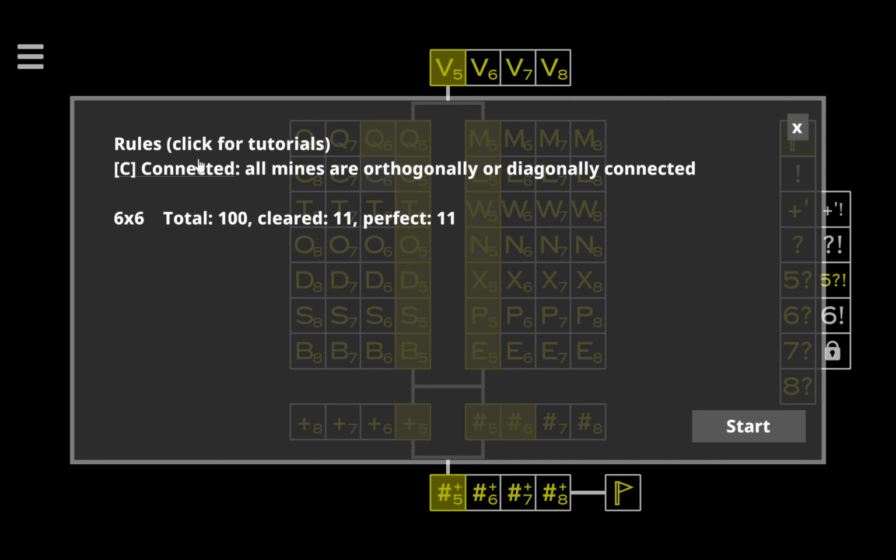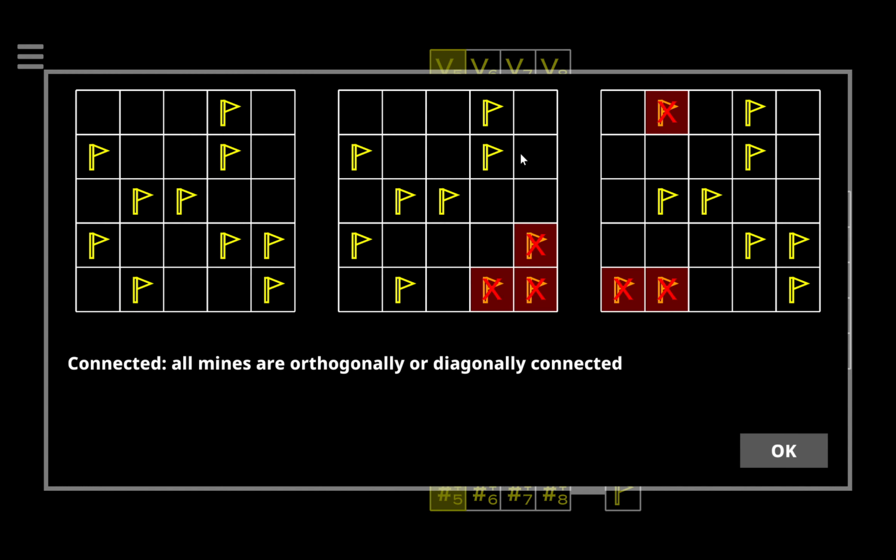Today we're going to be going over a new variant called connected, and we can just real quick see here that the rules for connected are that all mines must be orthogonally and diagonally connected, as the name suggests. And what this intuitively means is that each mine must be part of a total group, where we can see here that they are all connected to each other even though it's just diagonally, whereas in both of these cases there are groups that are completely isolated from the rest of the mines.